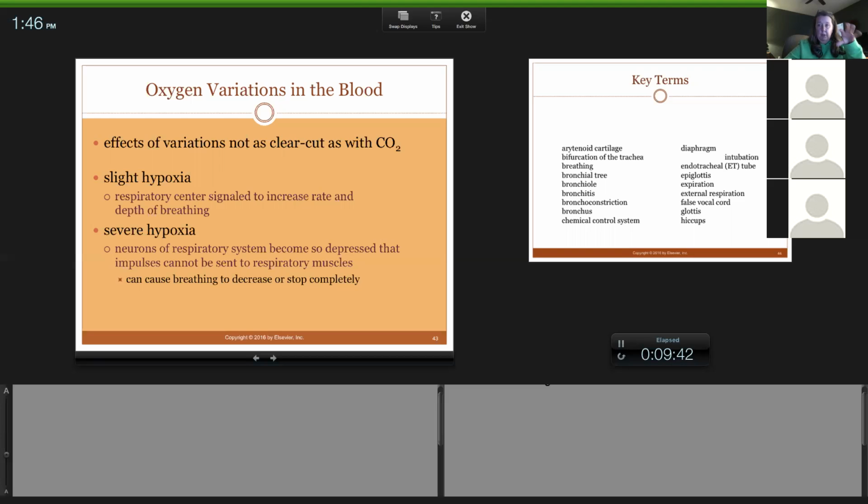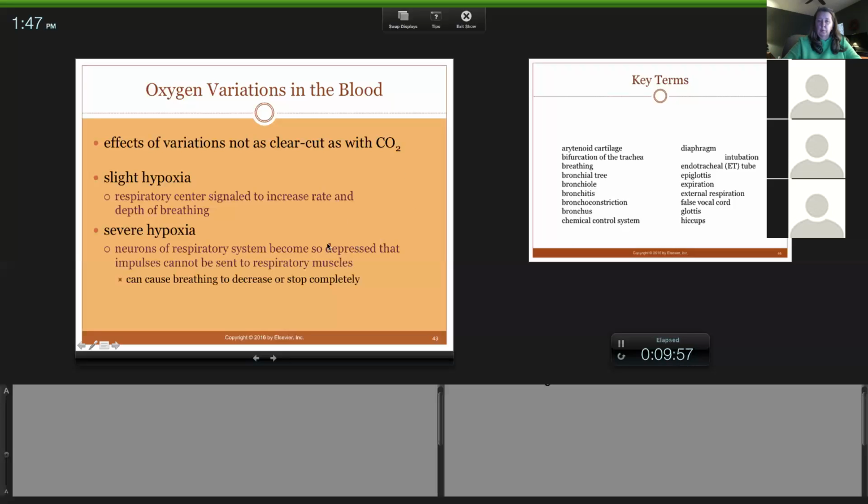Oh, I can't even imagine. Hypoxia can make you feel really funky. But if the oxygen levels don't improve, think about it this way. The nervous system is trying to say, get more oxygen, get more oxygen, get more oxygen.